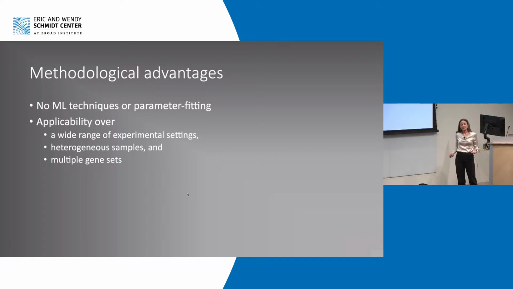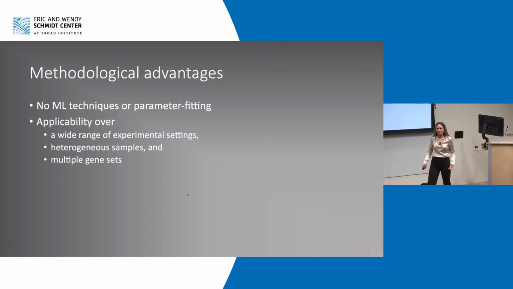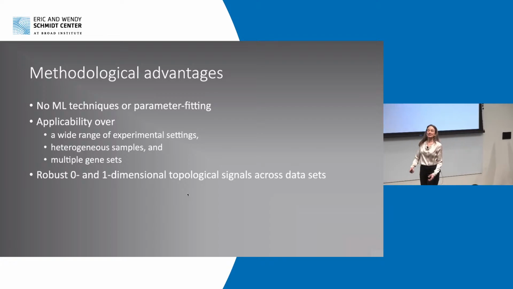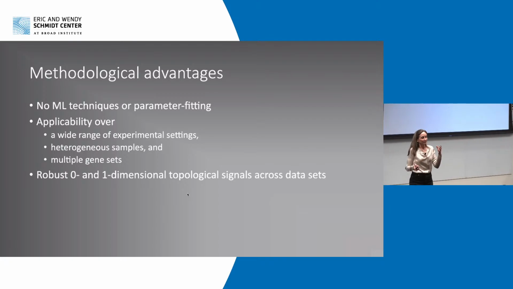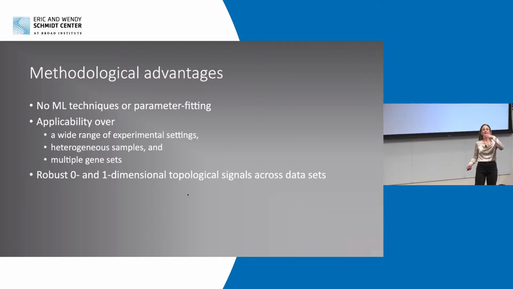We've demonstrated that it's applicable over a wide range of experimental settings, different kinds of samples, different kinds of pre-processing, multiple gene sets, and so on. And we're getting robust results across gene sets, and across 0 and 1-dimensional information. 1-dimensional information being information about processes, the 0-dimensional information being more about expression of individual cells, and so on.